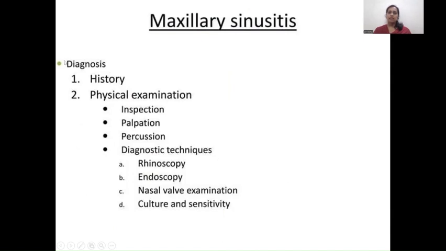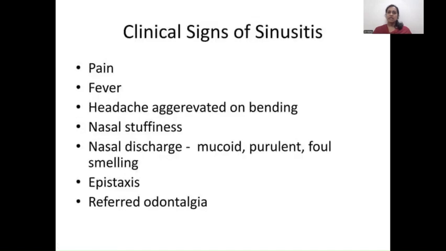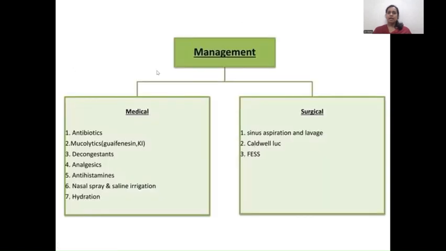In the maxillary sinus, we can diagnose by the proper history of the patient, and then go for physical examination like inspection, palpation, percussion, and diagnostic techniques: rhinoscopy, endoscopy. These are the techniques for investigation of maxillary sinusitis. Clinically, the patient will have pain, fever, and nasal stiffness. Headache will be there. Sometimes nasal discharge will be there. The management can be mainly medical and surgical. Medical, we can advise antibiotics, mucolytics, analgesics, antihistamines, nasal spray, and hydration. And surgical, there are sinus aspiration and Caldwell-Luc procedures.